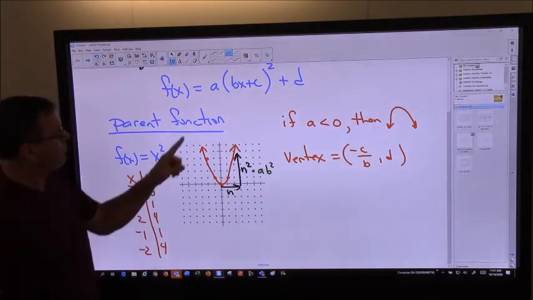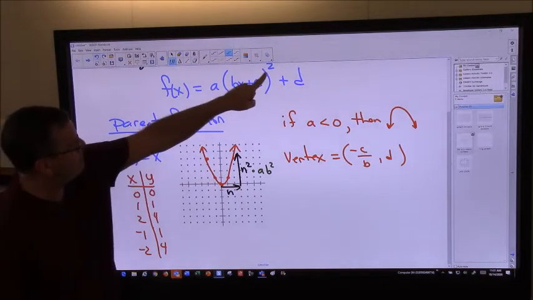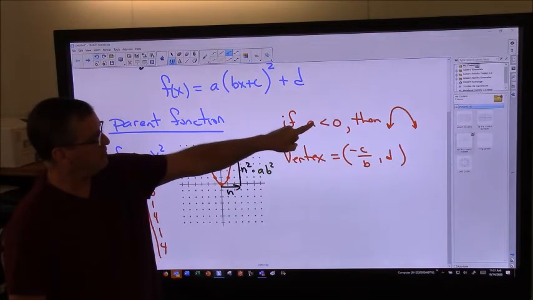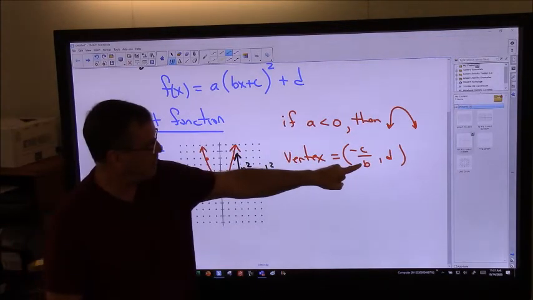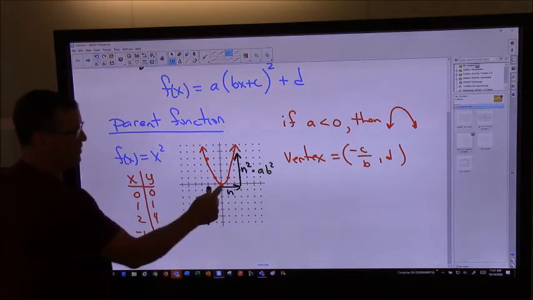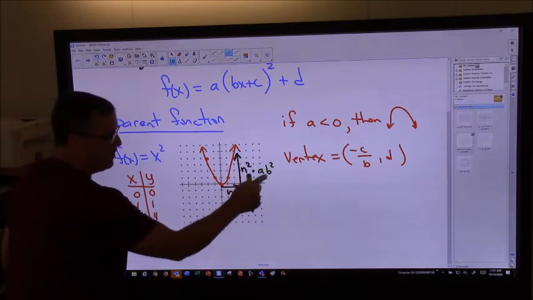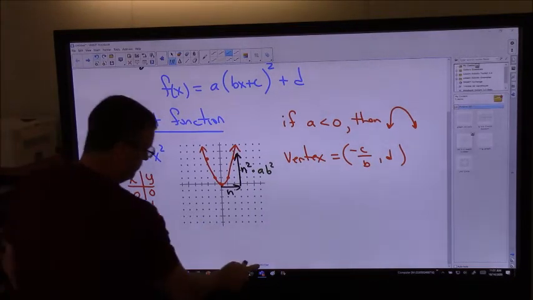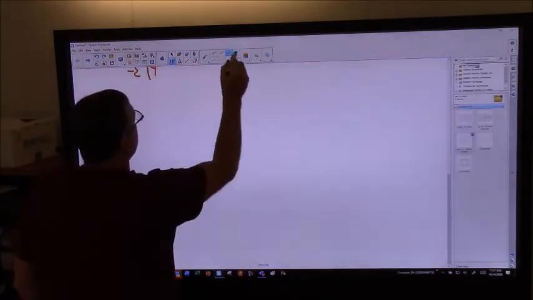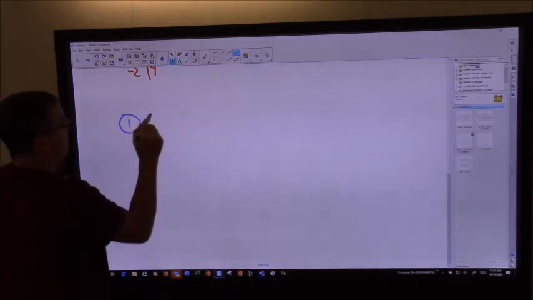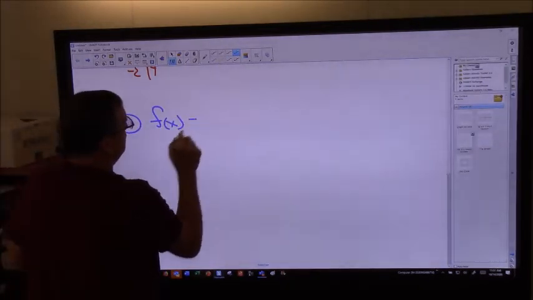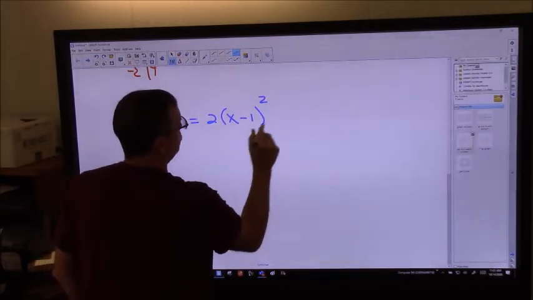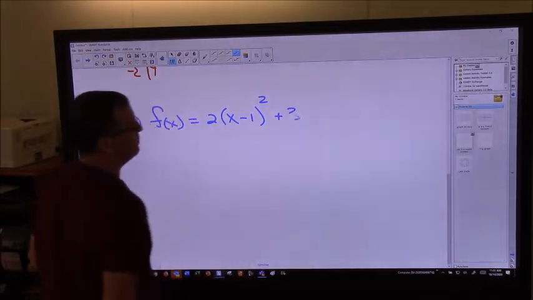So, here's what we know. We know what a parabola looks like. Every time I see that exponent of 2, I'm thinking this. I know whether it opens up or down. I know how to find the vertex. And from there, I just need to find some additional points based on what we see here. So let's do an example. Let's say I've got f of x equals 2 times x minus 1 squared plus 3.